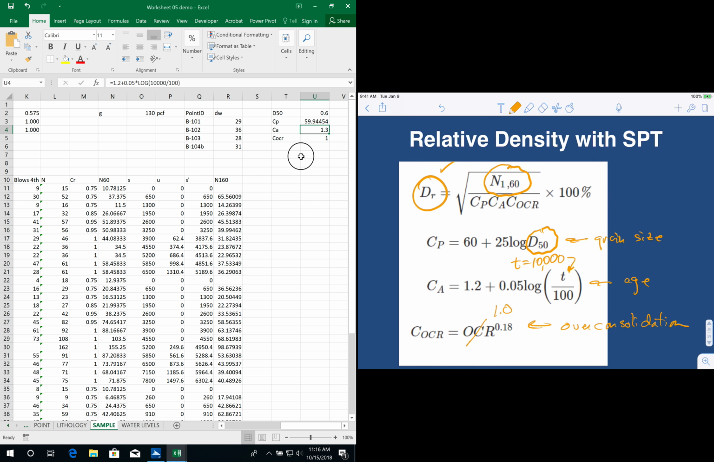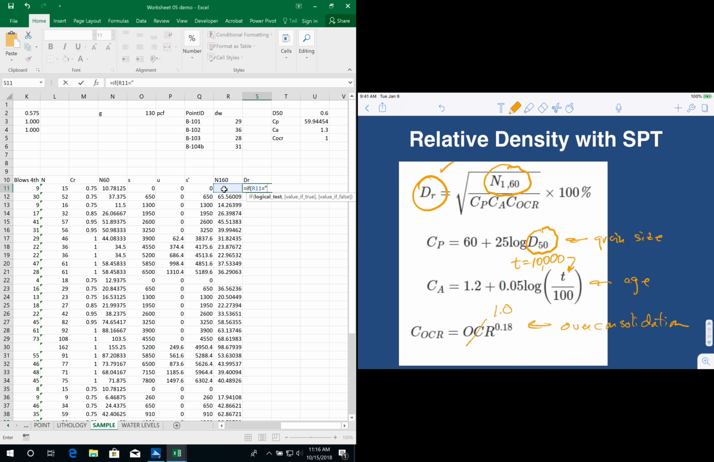That's about 60. And now we can plug these into this equation. So here's our Dr, and that will be equal to, if this is equal to nothing, then make it equal to nothing. Otherwise, it's equal to the square root of our N160 divided by our C sub P, C sub A, C sub OCR.